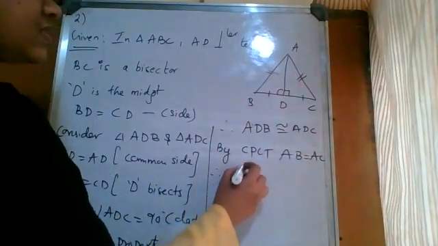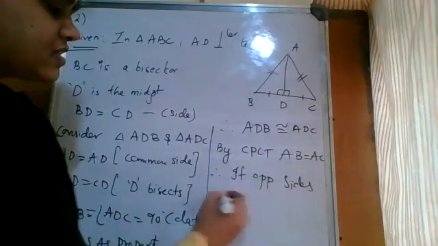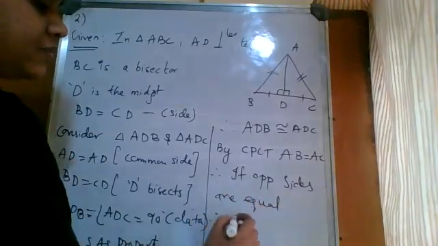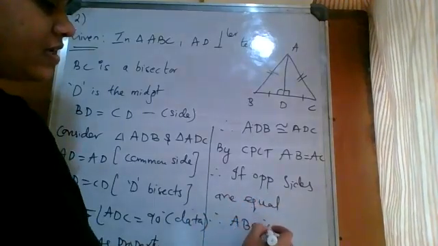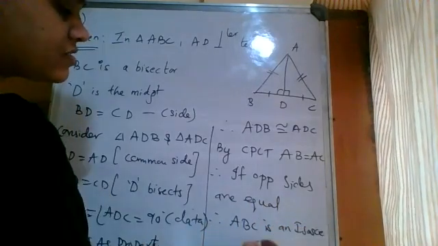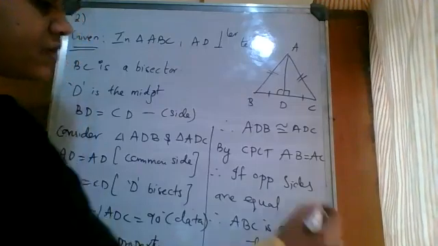Therefore, if opposite sides are equal, ABC is an isosceles triangle. Which triangle is this? Isosceles triangle. Yeah, dear students, any doubts?